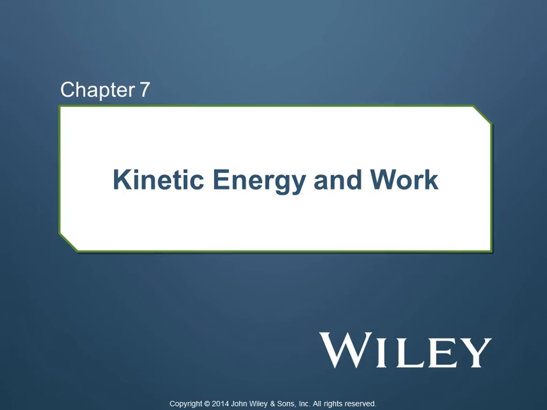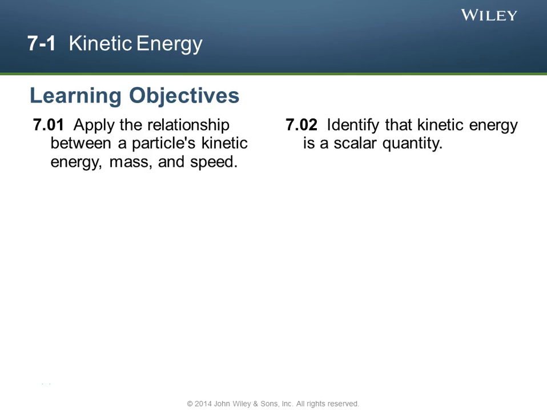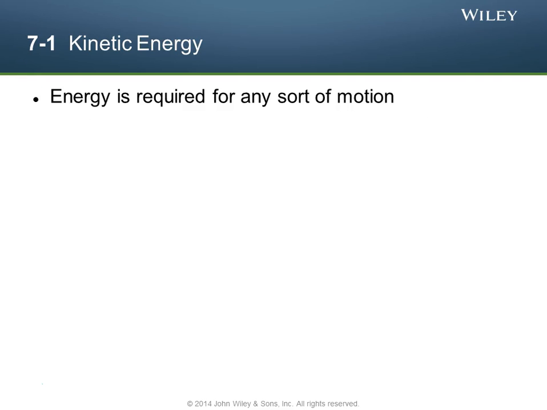In this video, we're going to begin Chapter 7 and start to look at kinetic energy and how it relates to work. So first, we're going to look at kinetic energy specifically, and we're going to apply the relationship between a particle's kinetic energy, mass, and speed, and identify that kinetic energy is, in fact, a scalar quantity. A lot of this is going to be a review of AP Physics 1.